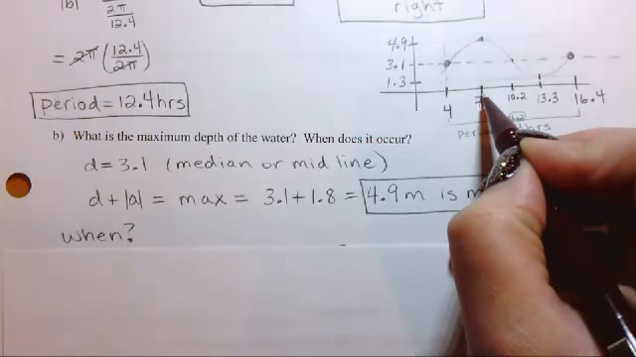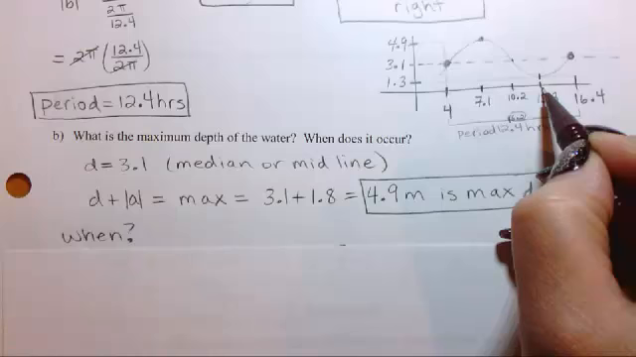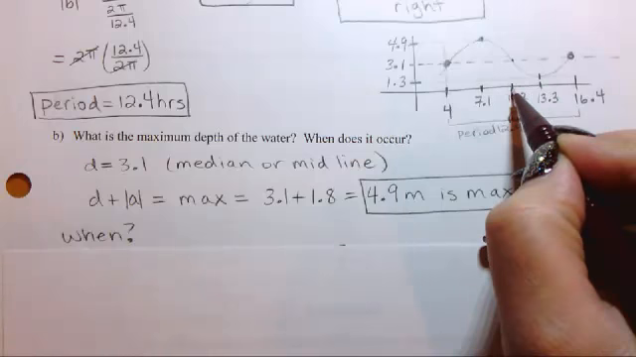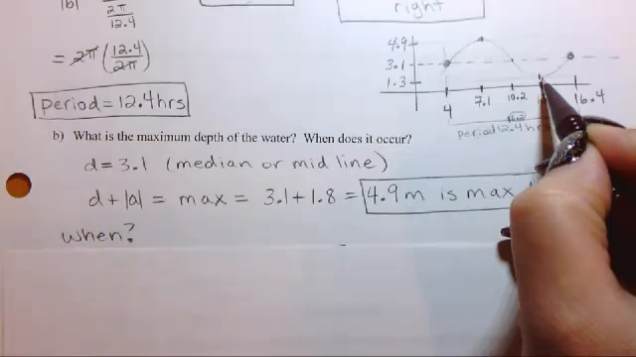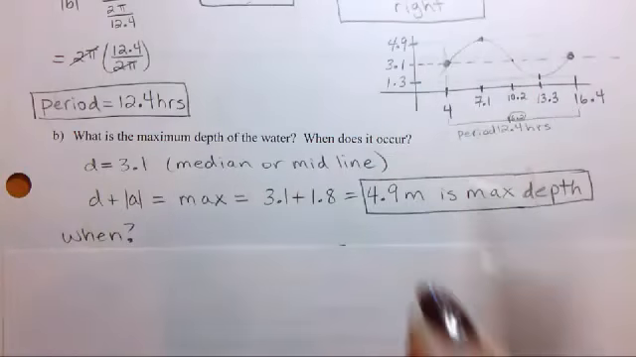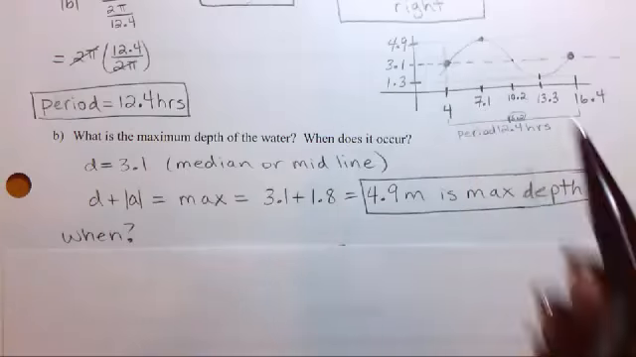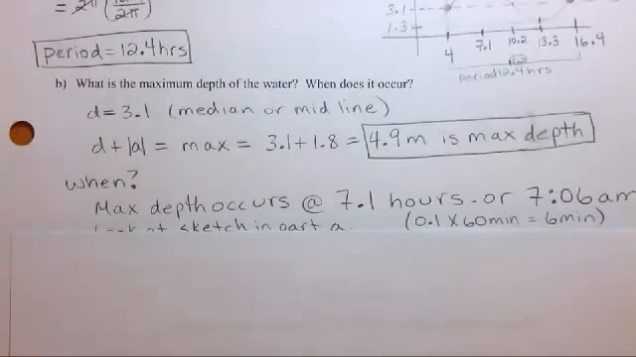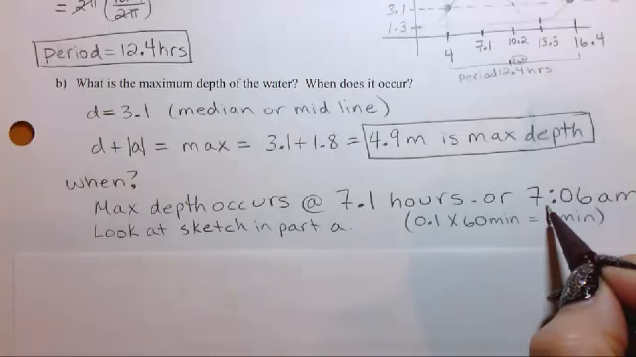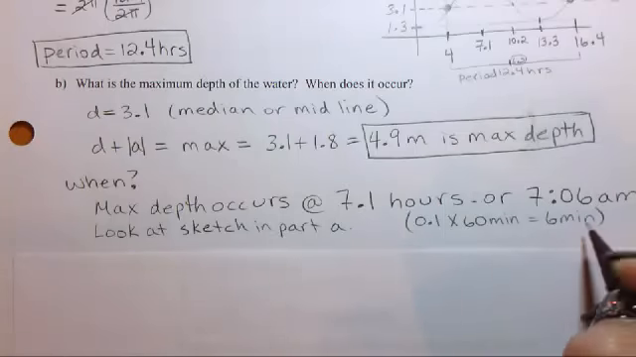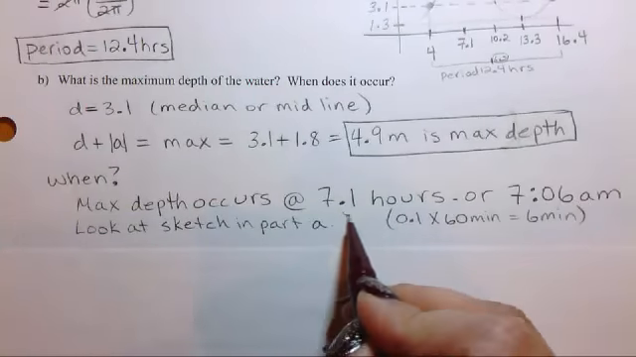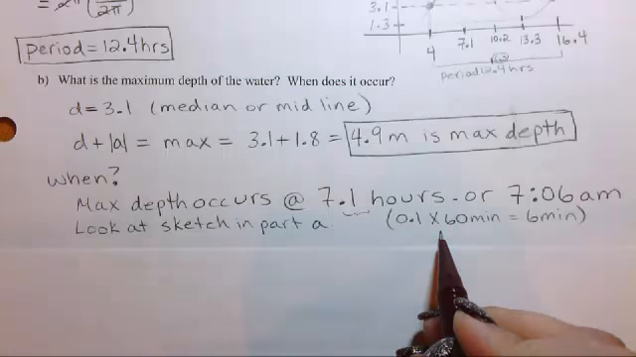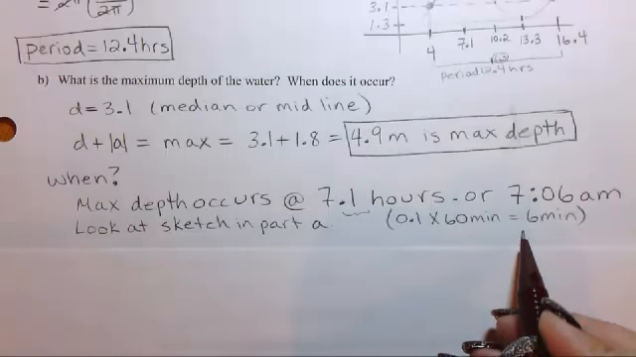This is how I got my 7.1. And then I did the same thing to get this 13.3. I went 10.2 plus 3.1 hours to get my minimum there. So at 7.1 hours, that is when my maximum depth occurs. I can also say that it's at 7:06 a.m. To get that 06, all I did was take this 0.1 hours and multiply it by 60 to get the number of minutes.